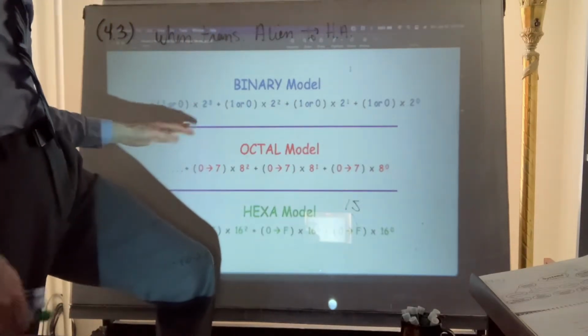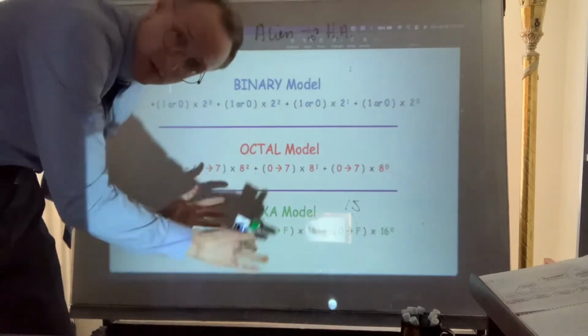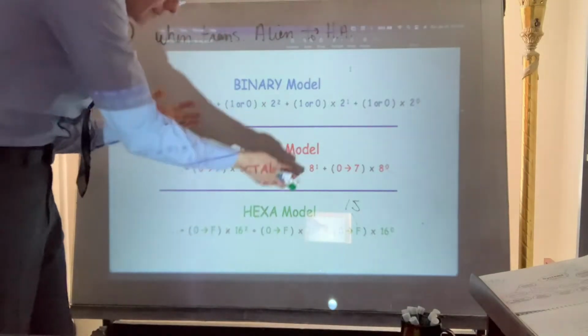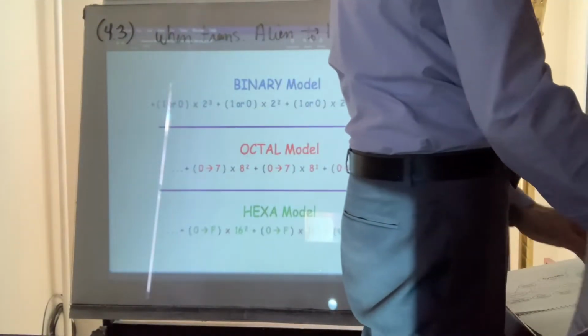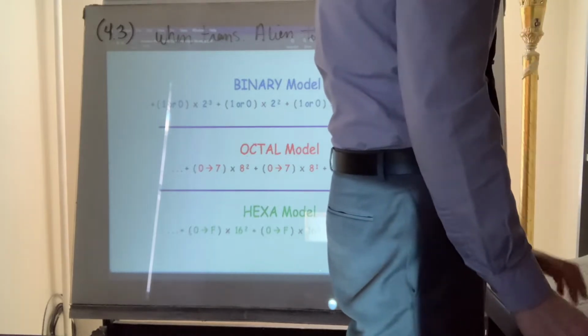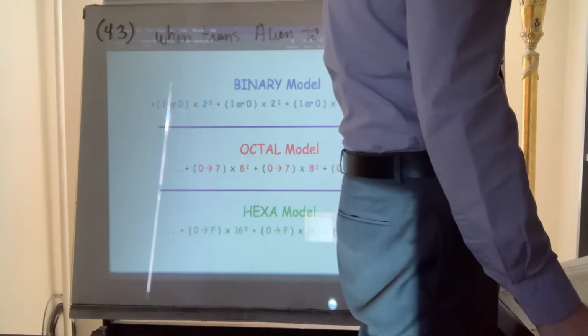Those are the models. Just for the sake of analogy, when we did Babylonian and Mayan, they had their own system similar to this. Let's do some examples.